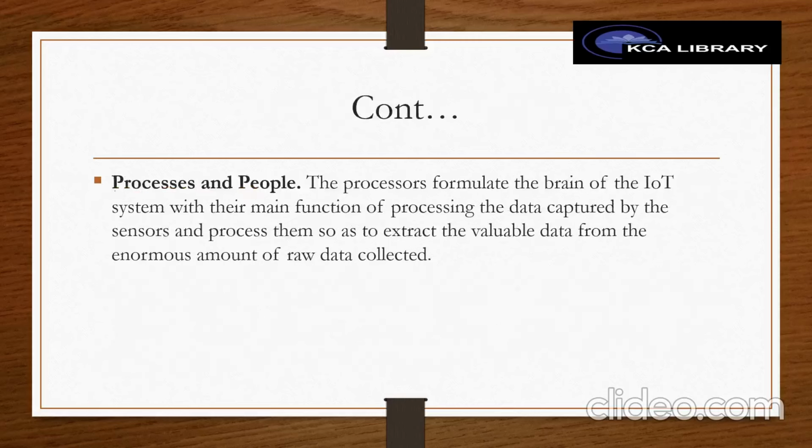So the last component we have is the processes and people, which are the brains behind it, who formulate the Internet of Things system with their main function of processing data captured by the sensors so as they can extract the valuable information from the data that has been collected.